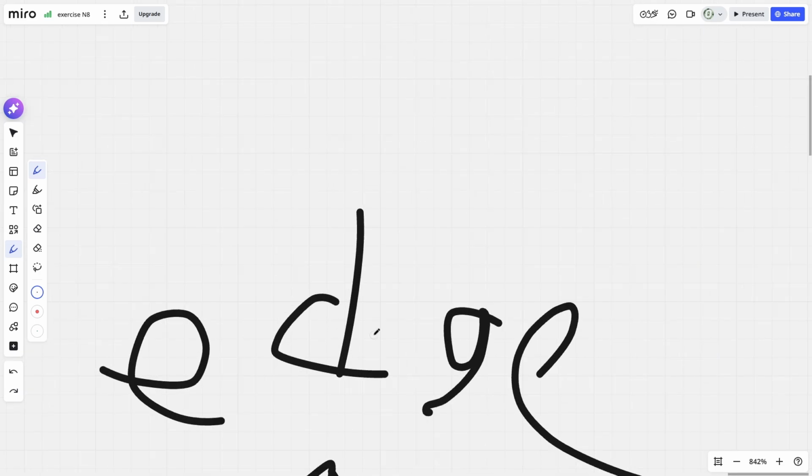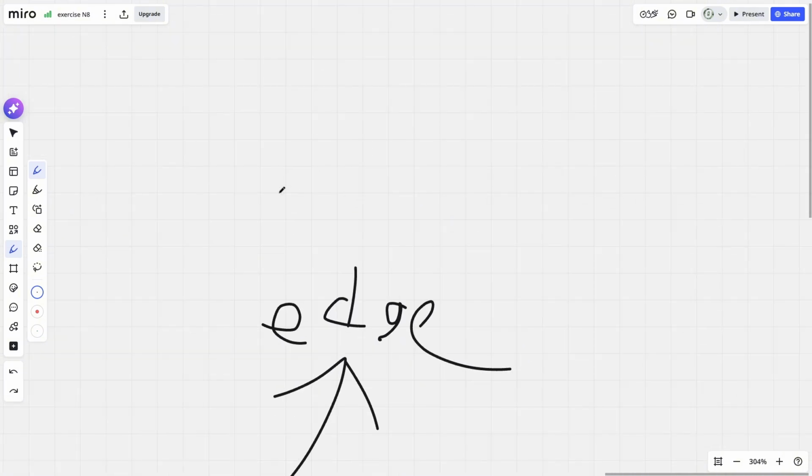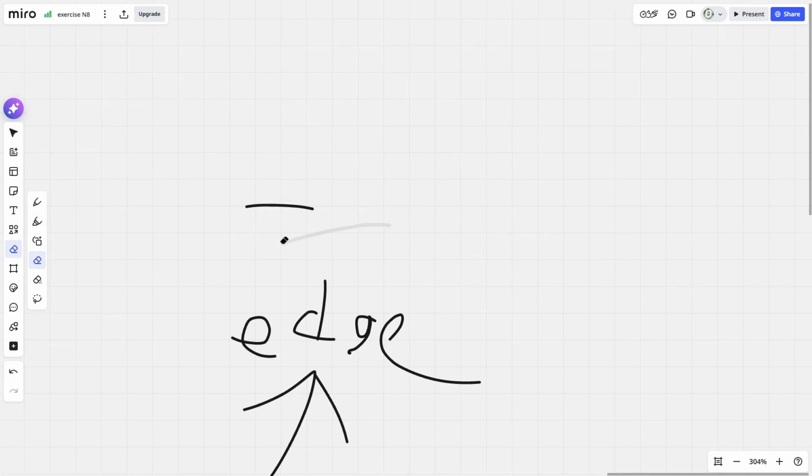Now here comes the most important part. Does your strategy have an edge? If you have no edge, you do not trade. How to check if you have an edge if you're a manual trader?